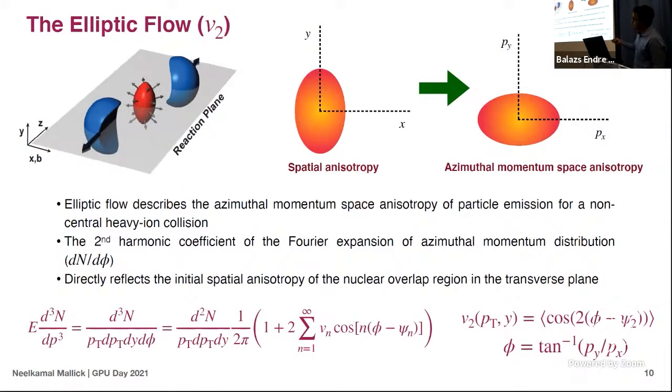It is defined as follows: if you expand dN/dφ, which is the number of particles in the azimuthal angle φ, in terms of this Fourier series, 1 over 2π and this bracketed term inside, then you have these coefficients vn, which are the different order harmonic coefficients. If you take n equal to 2, then that corresponds to the elliptic flow, which can be calculated by taking the average of this term, where φ is the azimuthal angle.